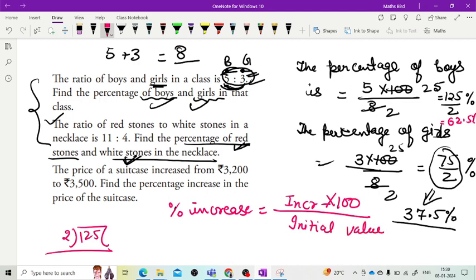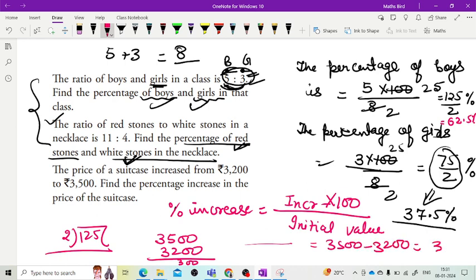Okay, what was it earlier? Firstly the suitcase price was 3200 and then it increased and now it is 3500. How much did it increase? See, it became 3500, but earlier it was 3200, it increased by 300, right? So you will write increased value or increment is equal to 3500 minus 3200, that is 300.